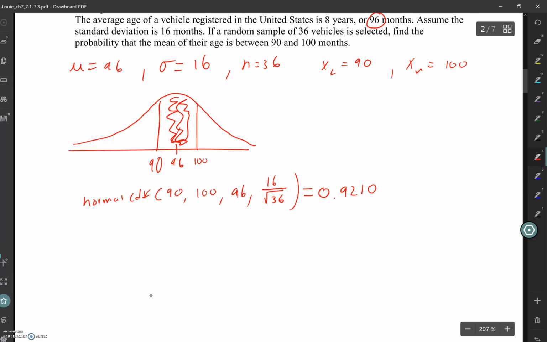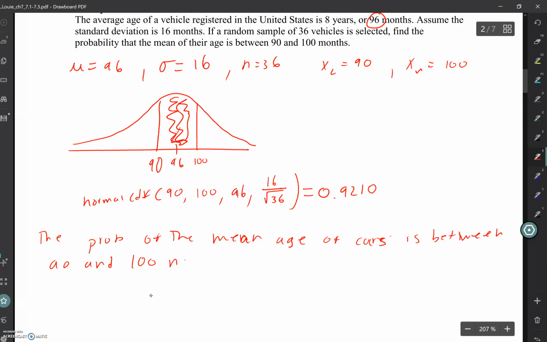So what would you tell me? The probability that the mean age of cars is between 90 and 100 months is 92.1%. Questions on that?